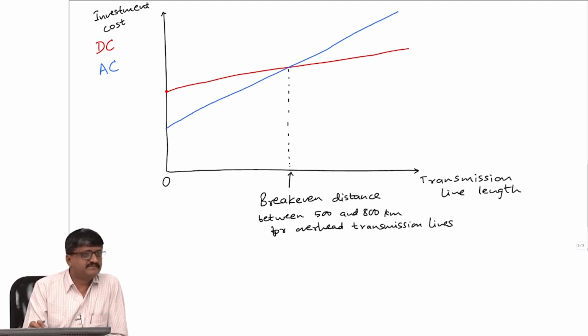Sorry. Yes, I have drawn this for a general voltage level. What I am saying is, typically it is between 500 and 800 kilometers, which is dependent on the voltage level, the power level, and so on. Mainly, it is voltage level and power level which decide this break even distance.